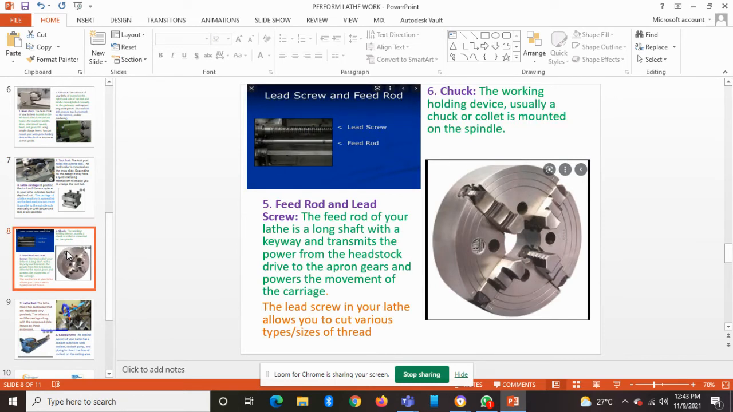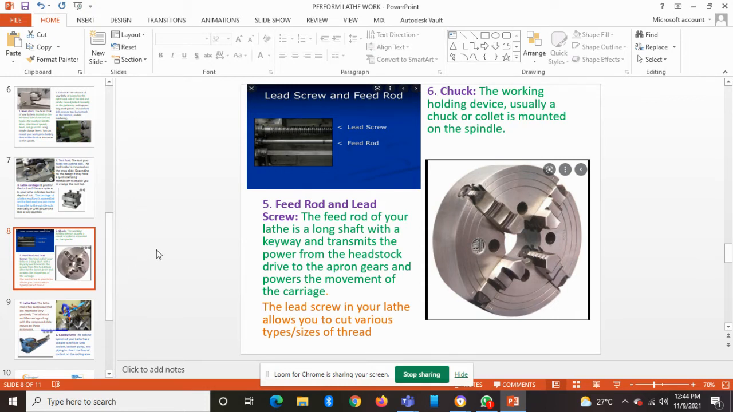The next slide shows an illustration of a lead screw and a feed rod. The lead screw and feed rod of your lathe is a long shaft with a keyway and transmits the power from the headstock drive to the apron gear and powers the movement of the carriage. The lead screw on your lathe allows you to cut various types and sizes of thread.